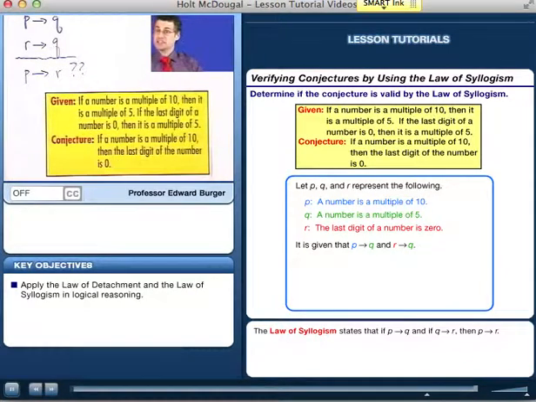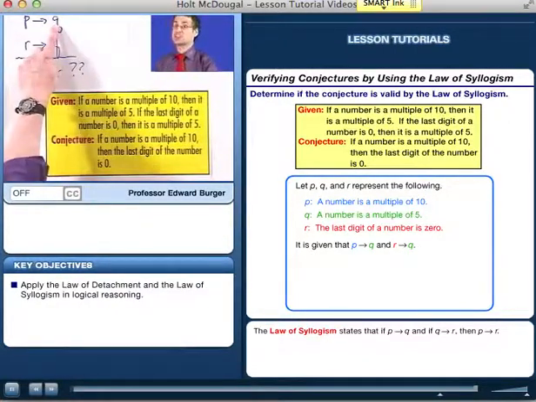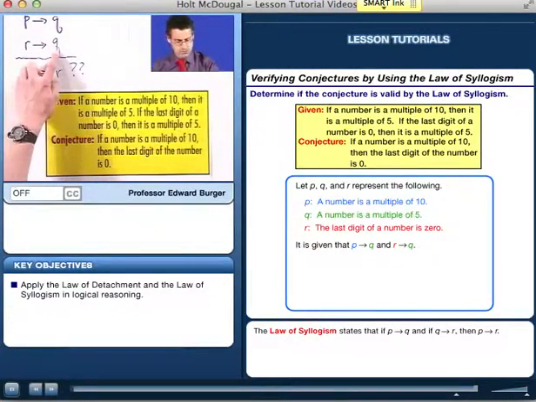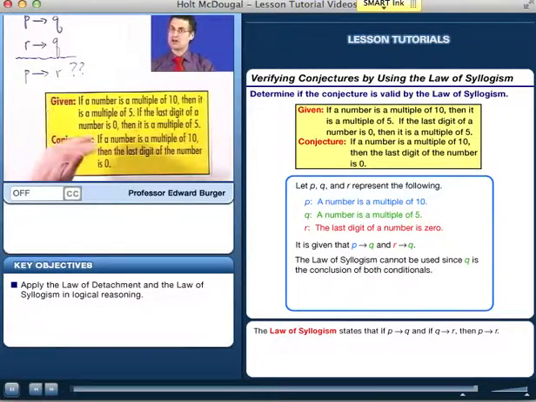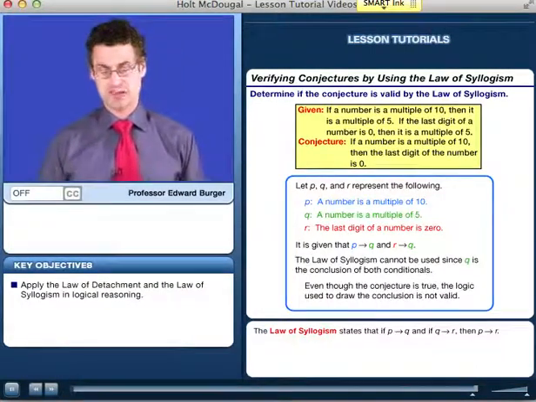We can't conclude it by just using the law of the syllogism. The law says that if you know that P implies Q and Q implies something else, then we can conclude that P implies the something else. But in this context, we can't do that. P implies Q, R implies Q, but we don't know anything about how P implies R. So we can't use the law of the syllogism to verify this. Maybe we can verify this in some other way, but not using the law of the syllogism, which is what we were asked. Neat.